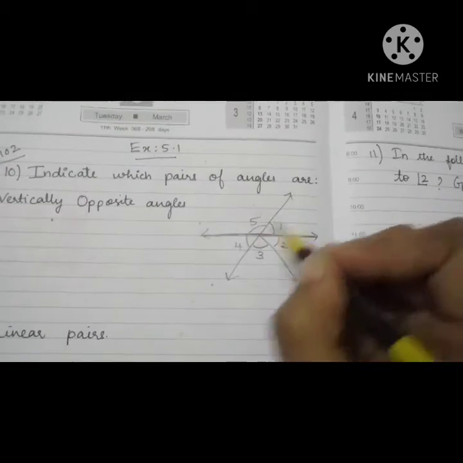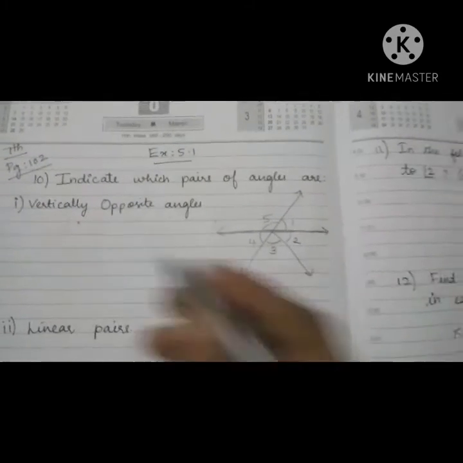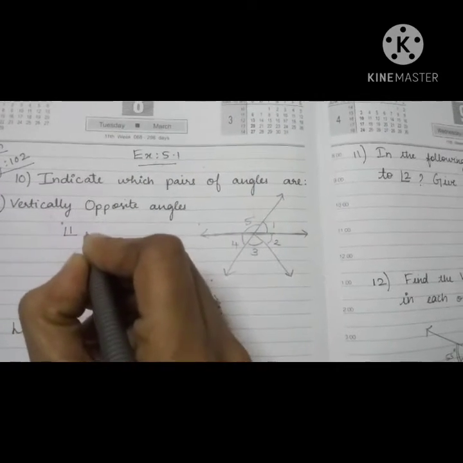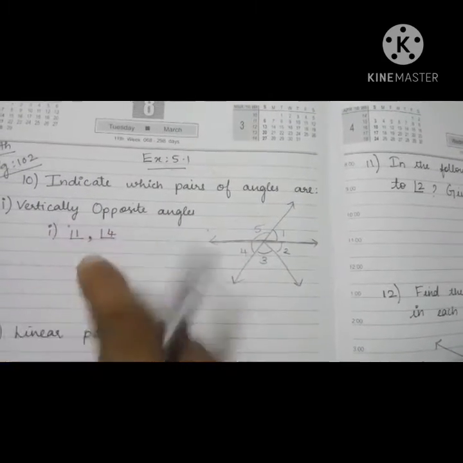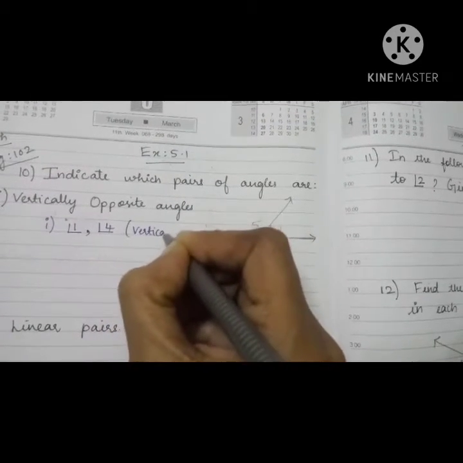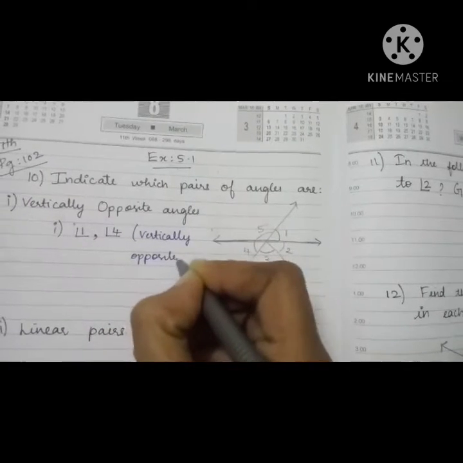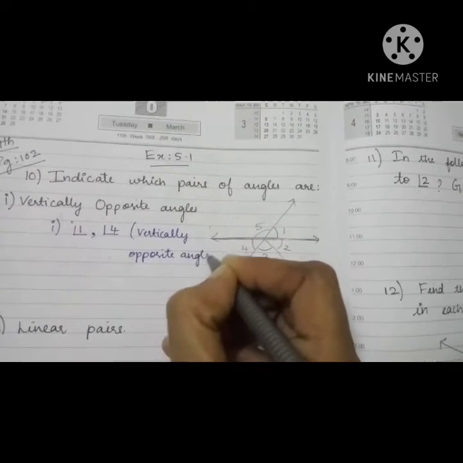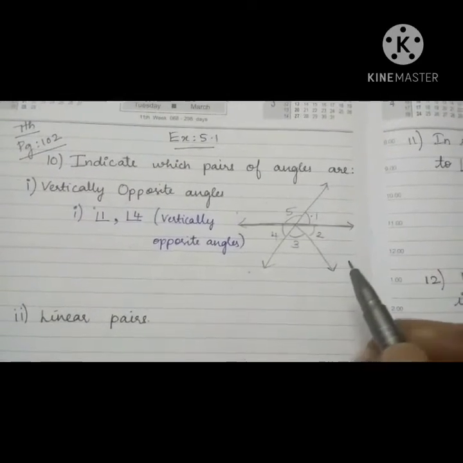This angle 1 and angle 4 are vertically opposite angles. Yes. So angle 1 comma angle 4. Okay, this is your first set. Angle 1 and angle 4 are vertically opposite angles.